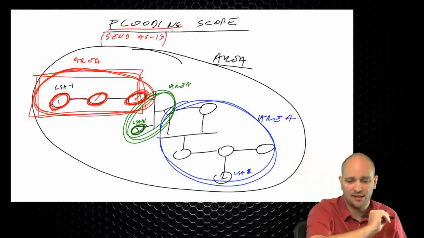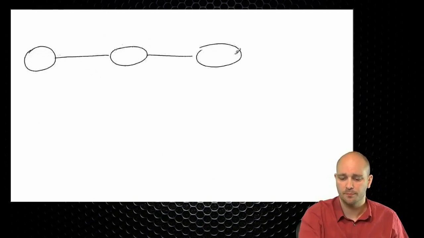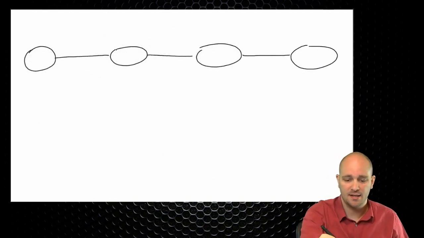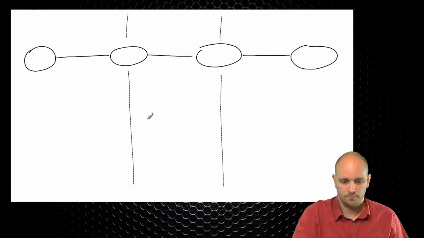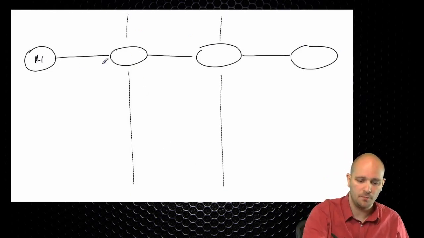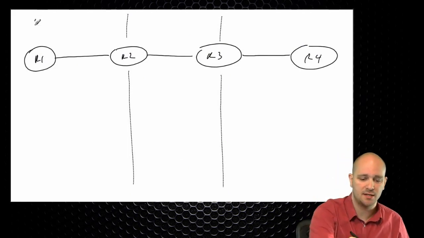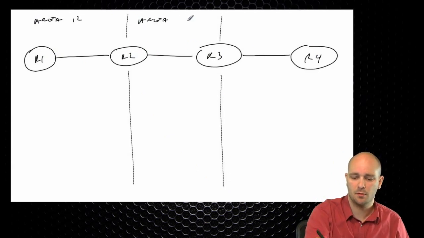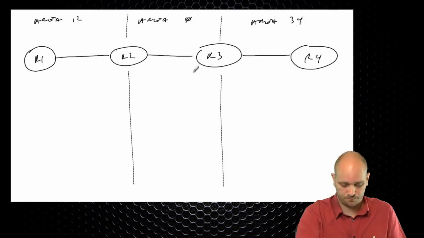So to give you a practical example, and this is the network that I'm going to use to examine all of the LSAs, I'm just going to draw 4 routers here. And let's say that this was R1, this was R2, this was R3, this was R4. Let's say that this is area 12, and this is area 0, and that this is area 34.